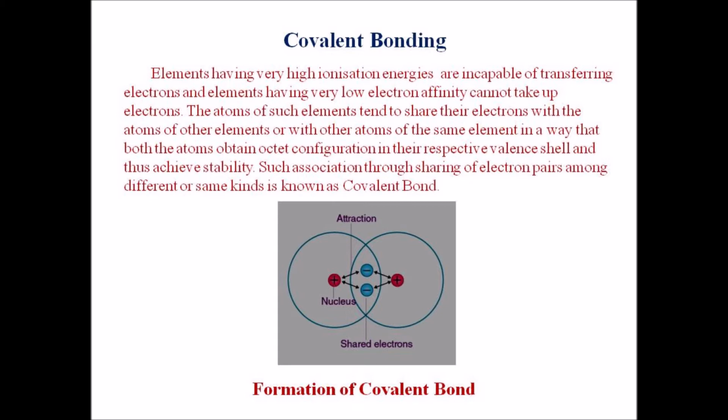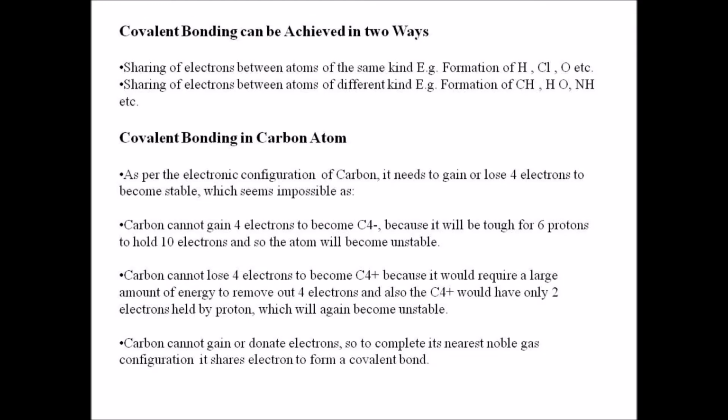Here in this figure, how a covalent bond is formed is explained. See, the red is the positively charged nucleus and the blue is the negatively charged shared electrons, and that is the ring which covers both, which shows attraction between the nucleus and electrons. This is how a covalent bond is formed.